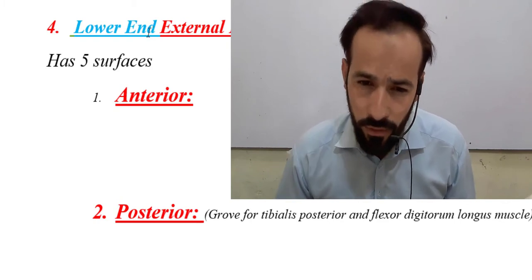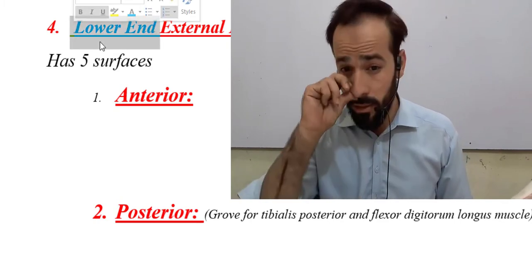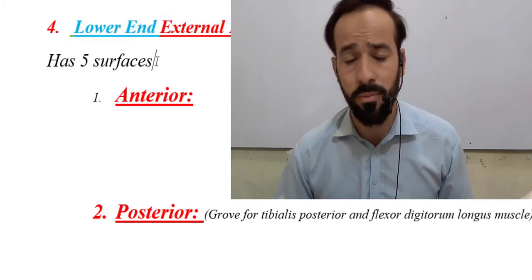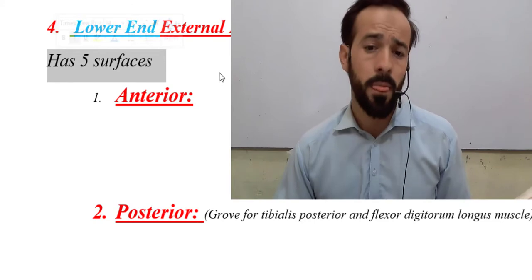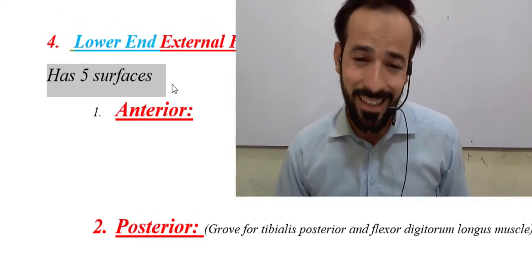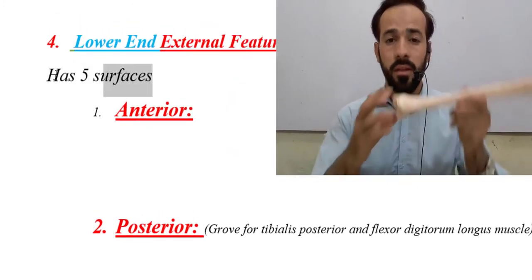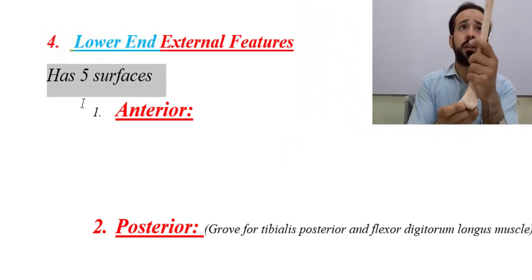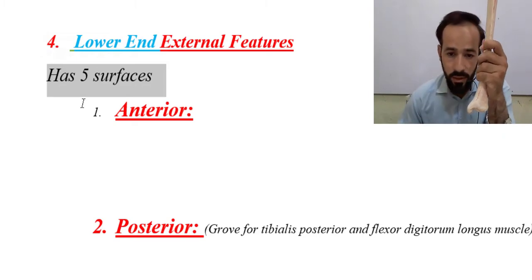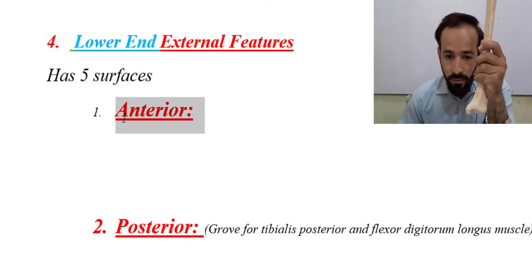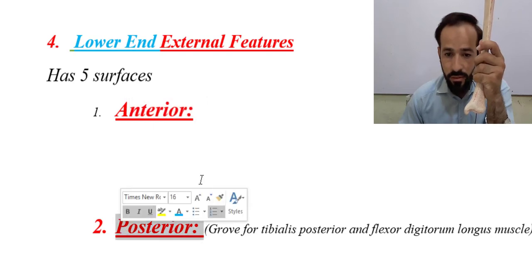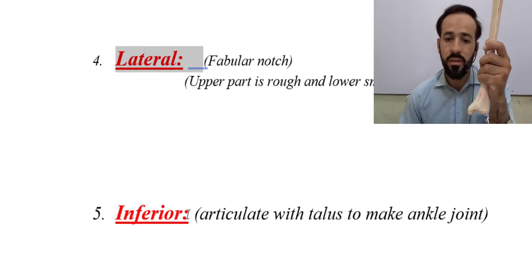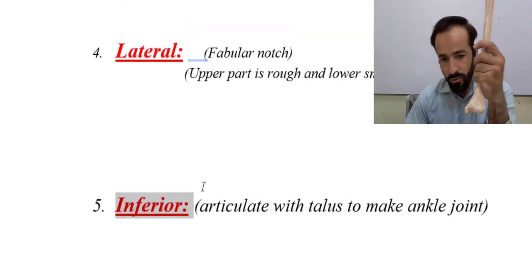So here I have written the lower end external features. My dear friends, the lower end has a few important external features. The most important is that it has 5 surfaces. The lower end of your tibia has 5 surfaces, and what are those surfaces? Here we have the anterior surface, then the posterior surface, then the medial surface, then the lateral surface, and then the inferior surface, and some other important features we will also see.